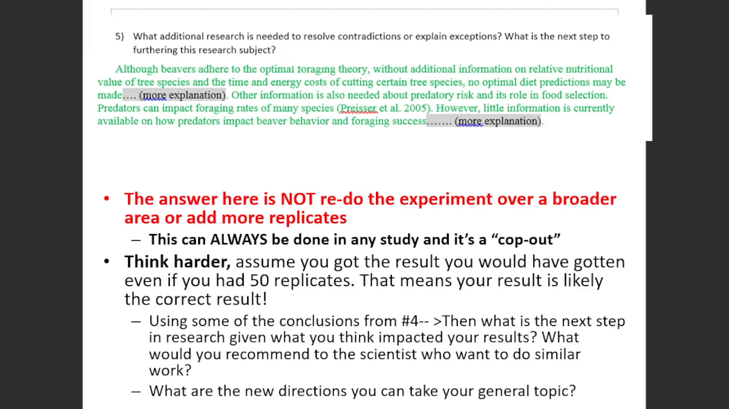So 5, what additional research needs to resolve contradictions or explain exceptions? So this is what's the next step of furthering this research subject. So the answer here is not to redo the same experiment in a broader area or adding more replicas. That's just a cop-out, really. Here we want some creative thinking about how your data differs from your hypothesis, or if it was the same, just what you think could better answer the questions of your hypothesis and the OFT theory.